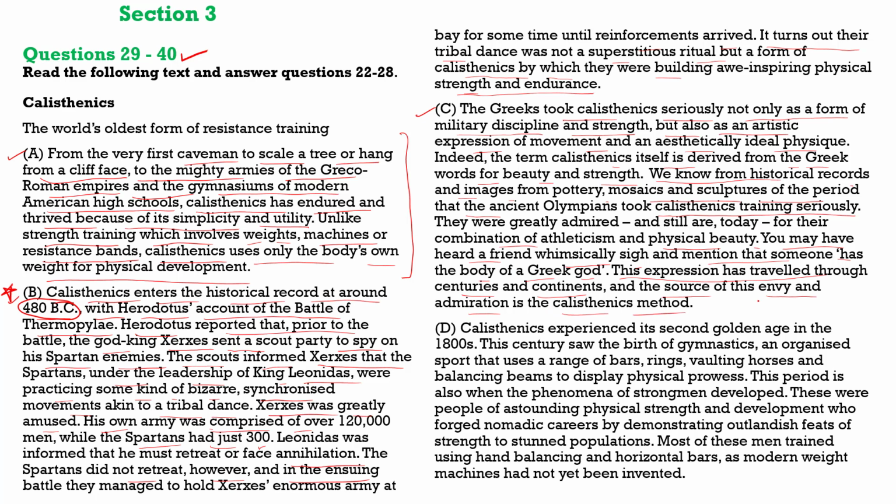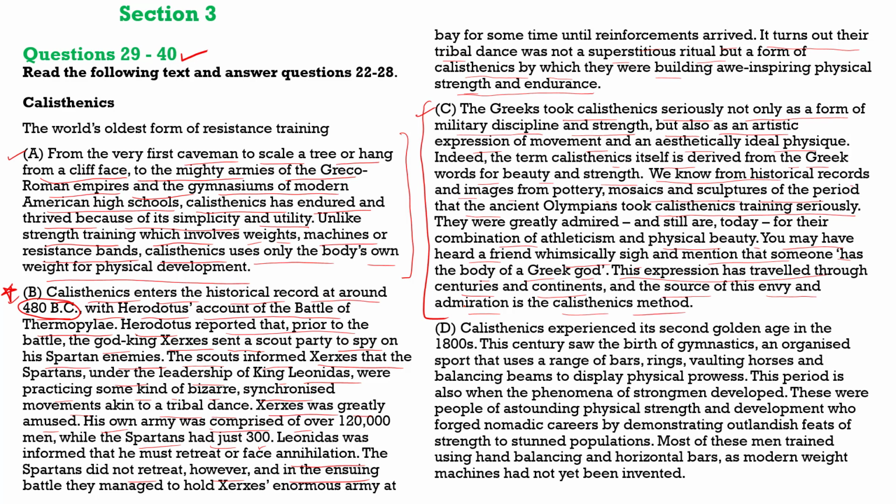Now, students, in paragraph number C, it is talking about how it was not only a form of military discipline and strength, but it was ideally related to a good physique. The term calisthenics is derived from the Greek words for beauty and strength, right? We know from historical records, images from pottery, mosaics, sculpture. In paragraph number C, if you notice carefully, we are given the different sources from which we come to know about the origin of calisthenics.